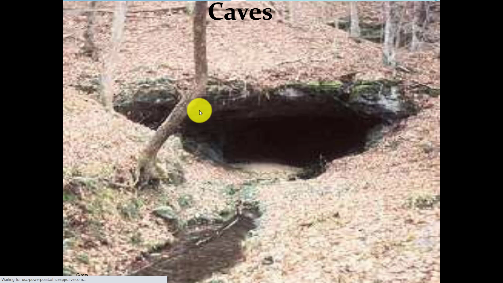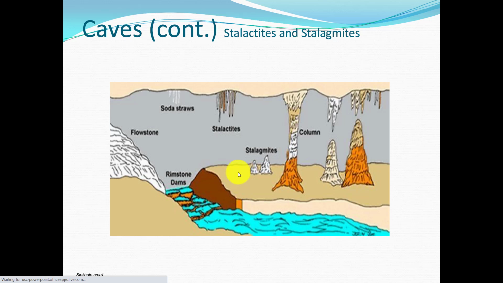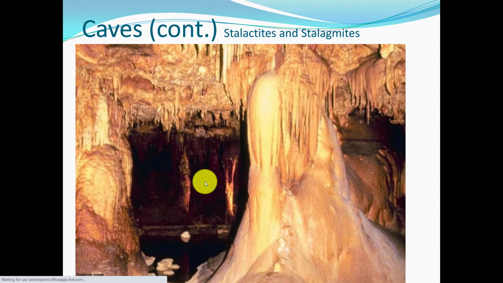Here is a cave down in Pulaski County where I did my master's thesis. Of course, everybody knows what a cave is, but caves are formed through this dissolution process that we call karst. Here are stalactites and stalagmites. Stalagmites are the ones on the bottom. Stalactites are the ones on the top. When they grow together, they form something called a column. Many of you have been to Mammoth Cave or some other cave, and you've seen these really cool cave features.